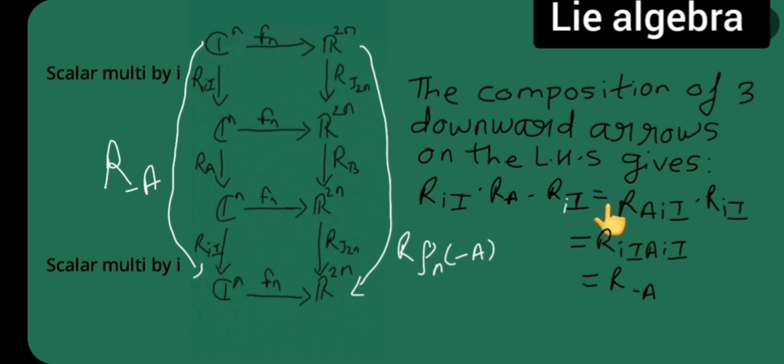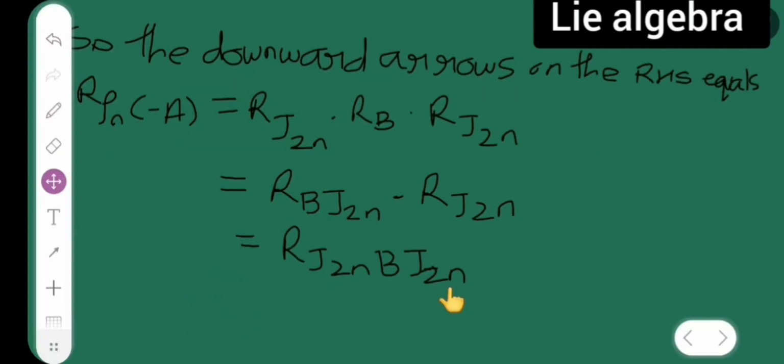Now this I am going to write as rho(A) into I. See this, rho(A) into rho(I). Okay, now this I am going to write as rho(I) into rho(A)I, and then finally I squared is what, minus 1. So now this is equal to what, rho of minus A.